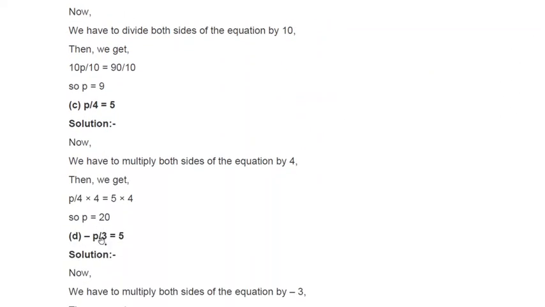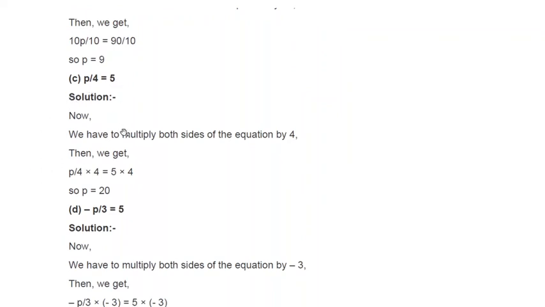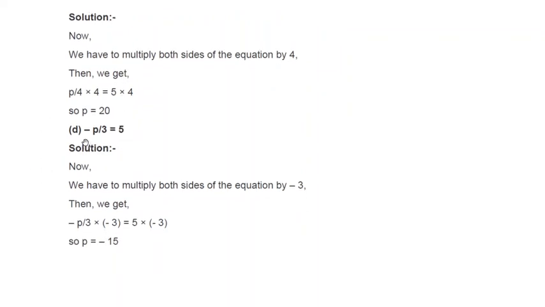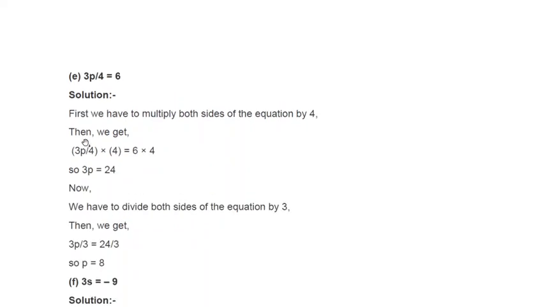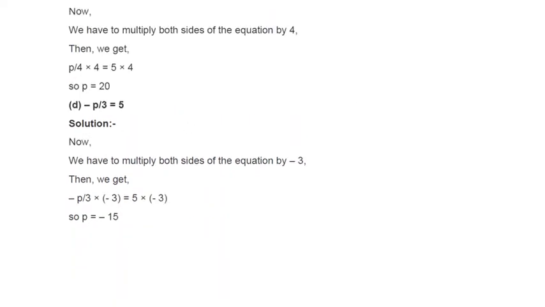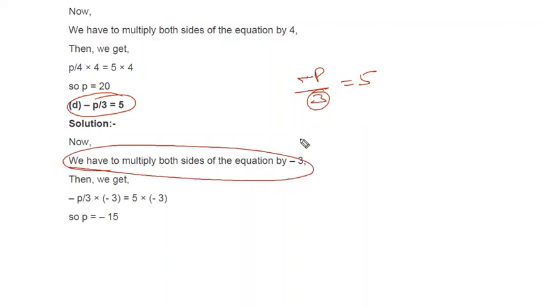Now we'll move to C, p by 4 equal to 5. This type of equation we have already solved. Minus p by 3, we will do it. Okay, this one. Here minus p by 3 equal to 5. Now what we have to do? Who is creating the problem? This 3. So you can multiply 3 on both sides. But if you multiply minus 3 on both sides, the minus will also be cancelled. So we'll multiply minus 3 on both sides.